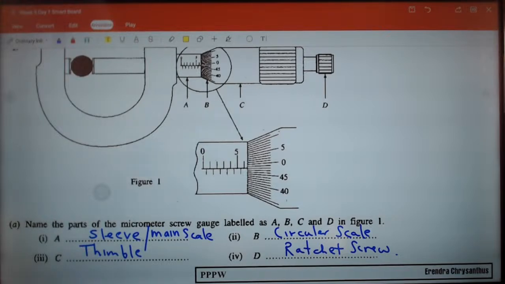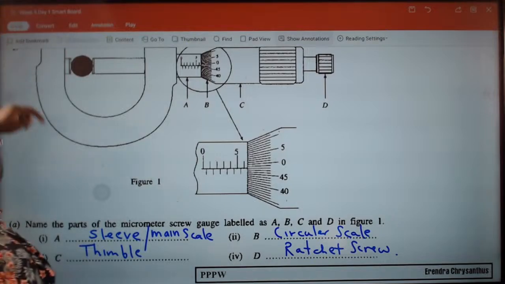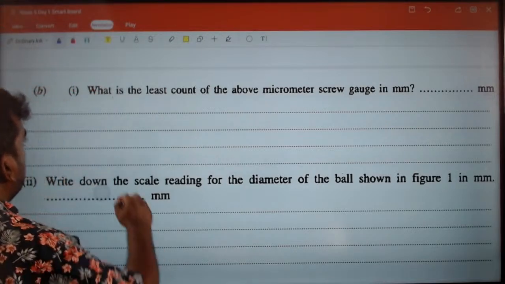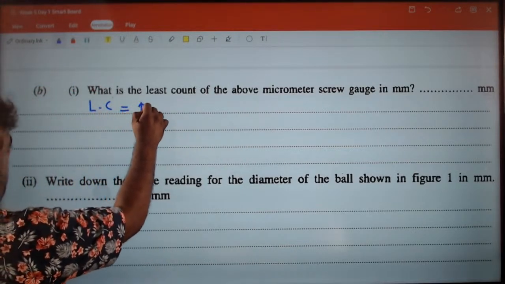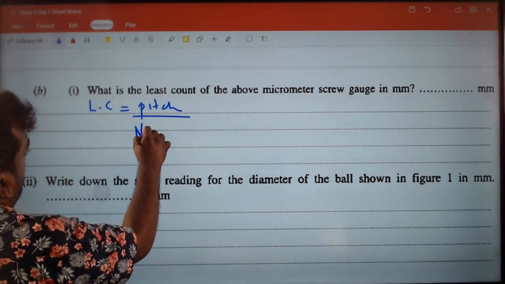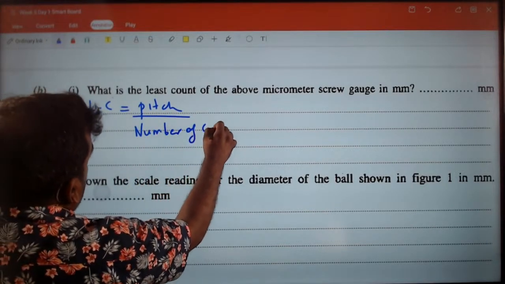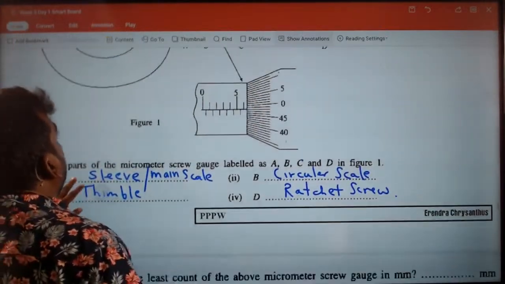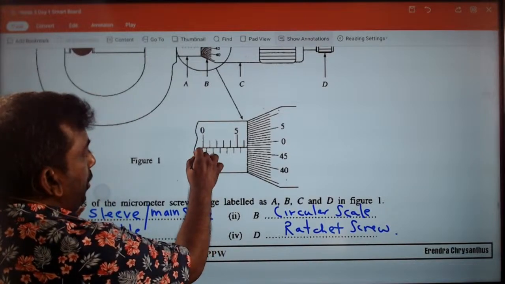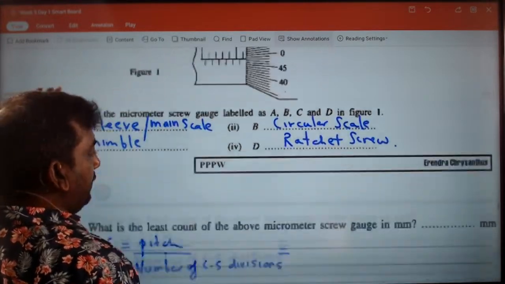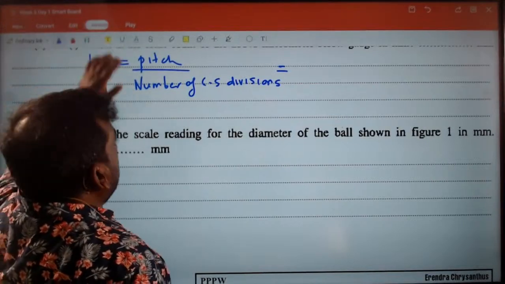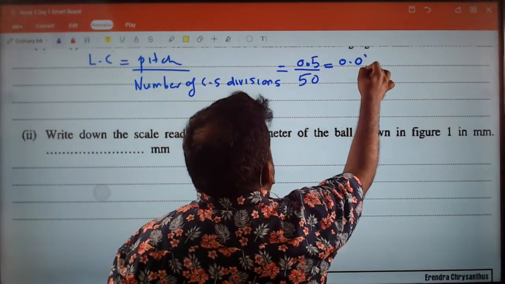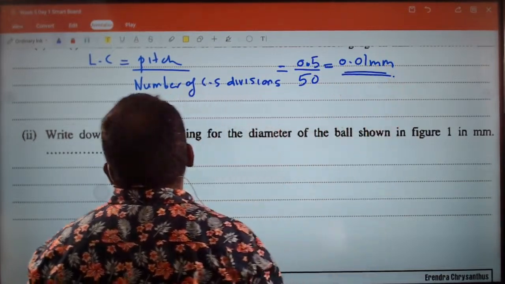Right. Okay. Next one. What is the least count of the above micrometer screw gauge? Least count is equal to pitch divided by number of circular scale divisions. Go back. Pitch is the distance between two linear scale divisions, 0.5. Number of circular scale divisions, 50. So from this we can say 0.5 divided by 50, 0.01 millimeters.